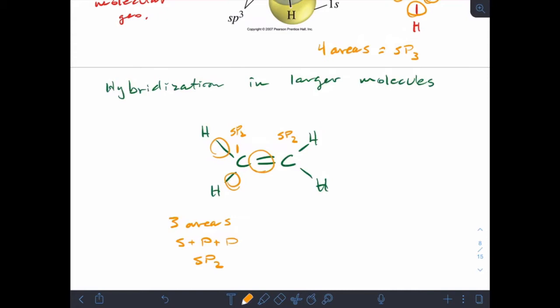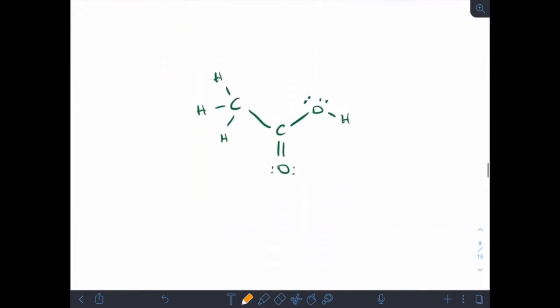Now remember, sp2 has 1 unhybridized P, because remember we had 3 P's to start with. We've got an S and 1, 2, 3 P's. If I combine 1 S and 2 P's, that means I've got 1 left over that is unhybridized. And guess what? That unhybridized p orbital is what's responsible for that extra bond. We'll get to that in a second with a better drawing.